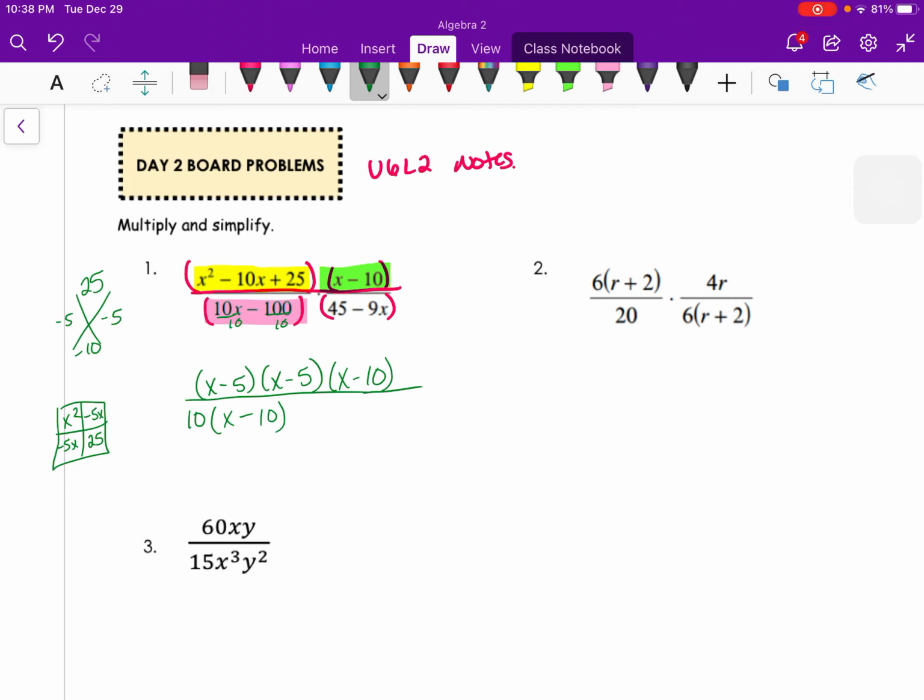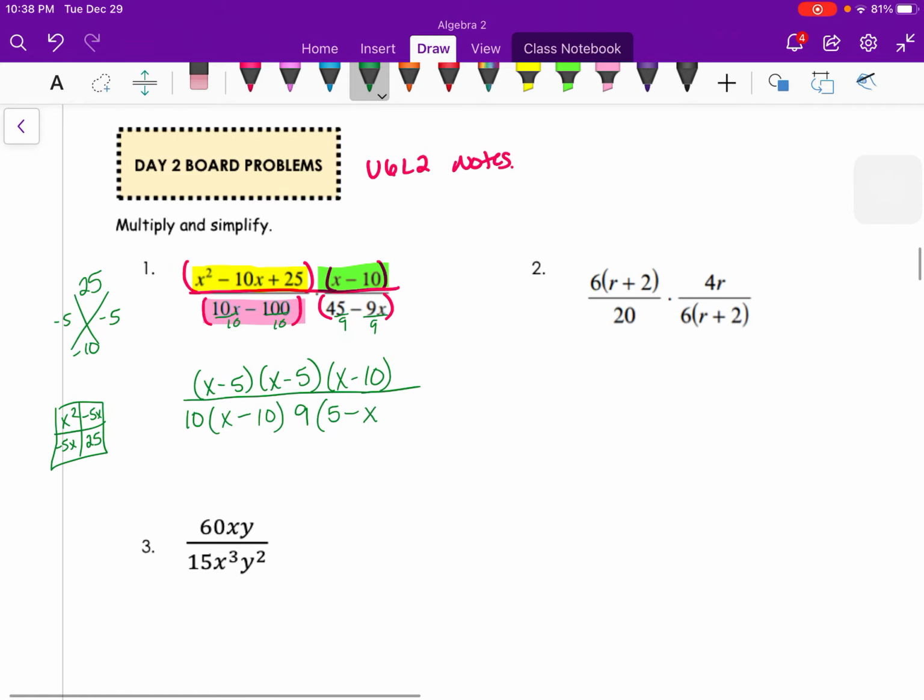And then the next one, 45 minus 9x. You can take out a 9. And 45 divided by 9 would be 5. And then negative 9x divided by 9 would be negative x. So as it stands right now, I can simplify an x minus 10 and an x minus 10.